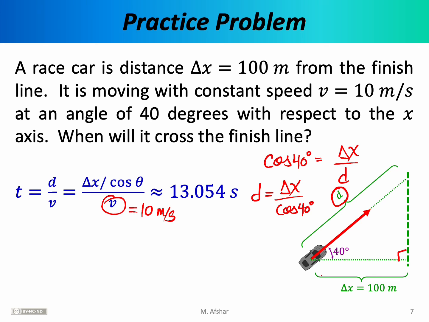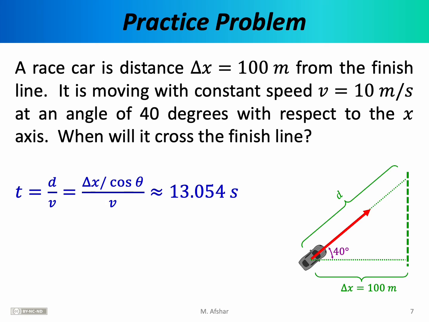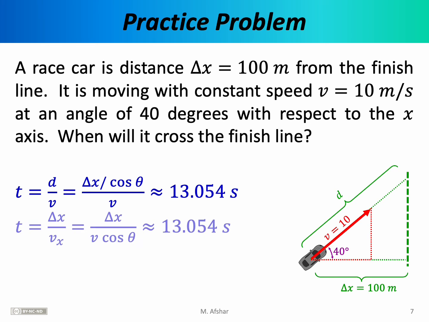Another approach to this problem, which would give us exactly the same answer, involves decomposing the motion. Here we can say that if the car is a distance of 100 meters away, this is the distance we're going to use, 100 meters. However, we now have to recognize that the velocity vector has two components. It has a component in the x direction, which we can call v sub x, and it has a component in the y direction, which we can call v sub y.